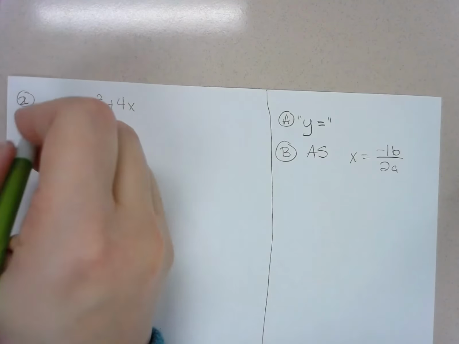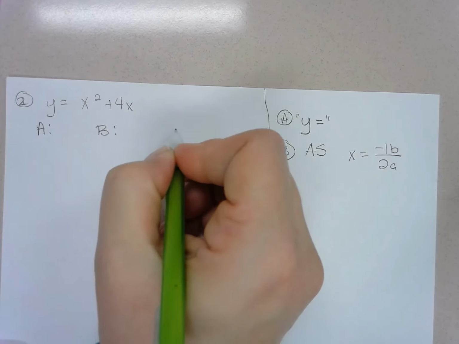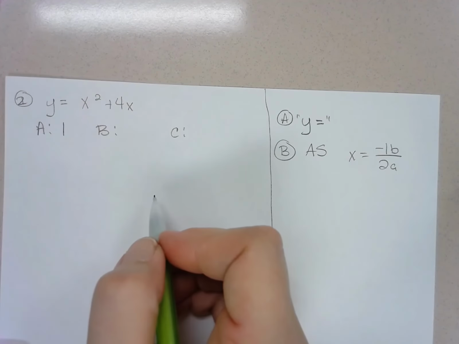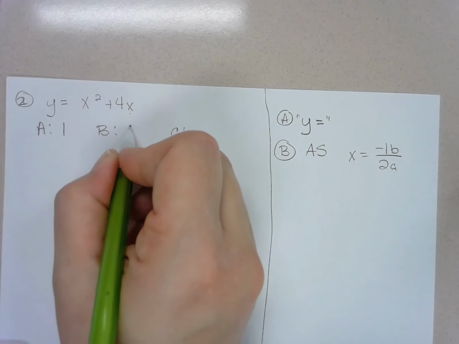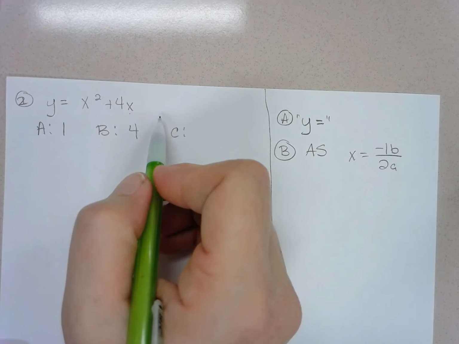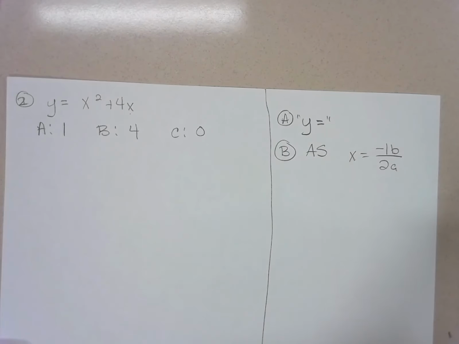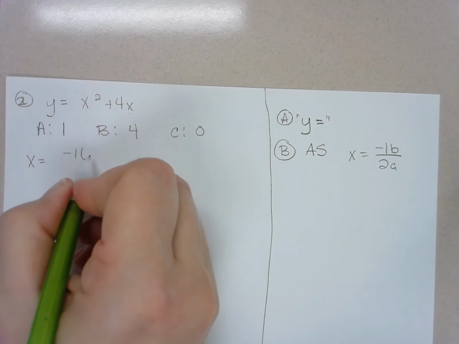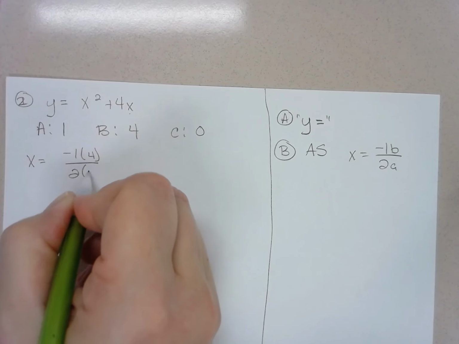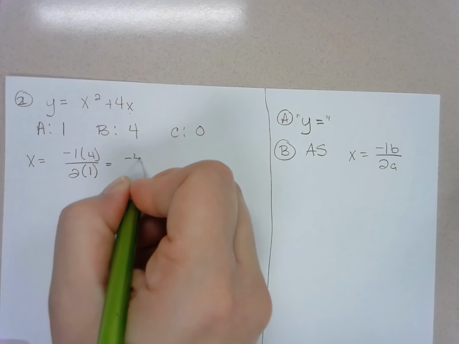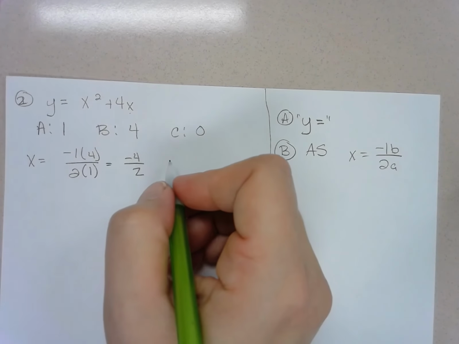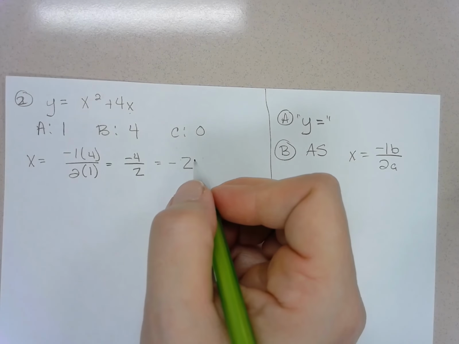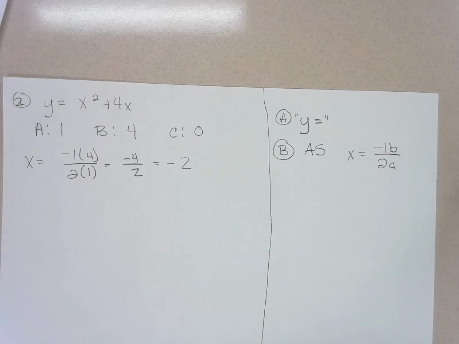-1b over 2a. So let's identify our a, our b, and our c. A is in front of x squared, there's an understood 1 there. B is in front of the x, so in this case it's a +4. There isn't a constant, there isn't a c, so c has a value of 0. So we're going to take that formula, -1 times b, which is 4, over 2 times a, which is 1. So I get -4 over 2, which reduces to -2. So I found my axis of symmetry.